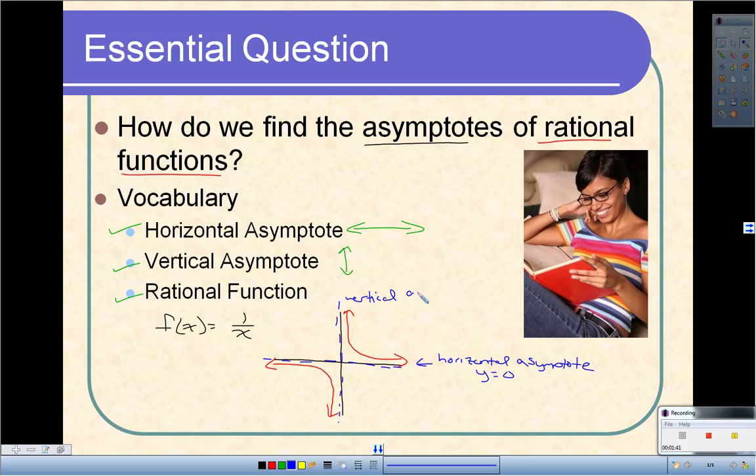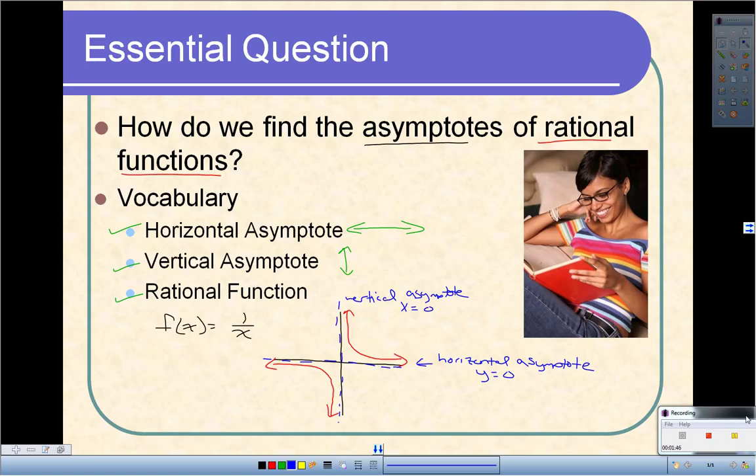Not only is there a horizontal asymptote at y is equal to 0, but there's also a vertical asymptote at x is equal to 0. So as you can tell, the function gets closer and closer to the y-axis, but it actually never crosses or touches. So for that parent function, there are vertical and horizontal asymptotes.